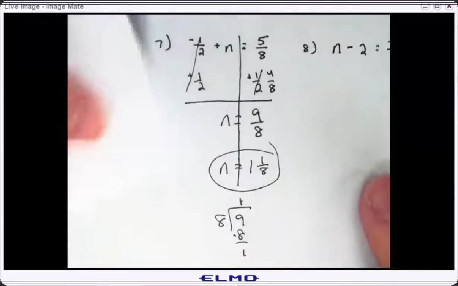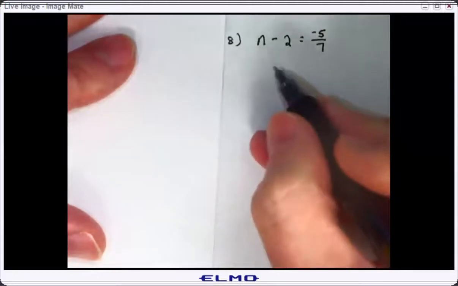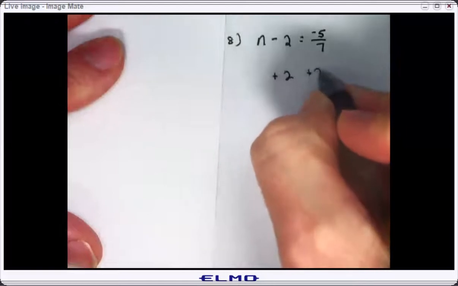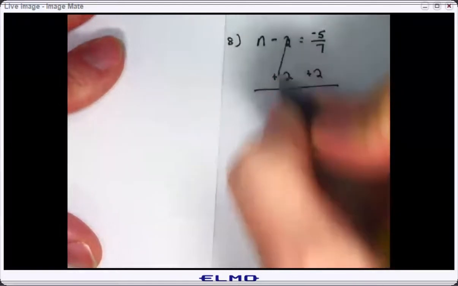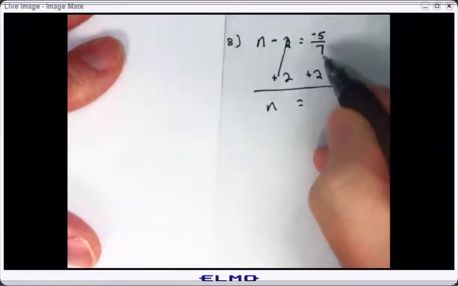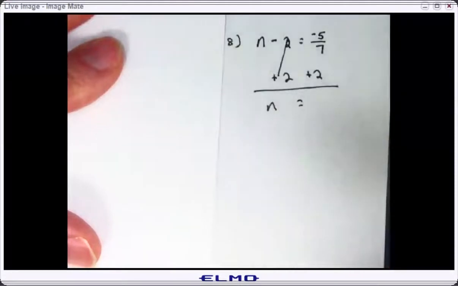All right, number 8, again, we're not multiplying here, we're subtracting 2. I'm trying to get rid of -2, so I'm going to plus 2 to both sides. And that gives me n equals. Now, if this were a positive 5/7, I could do it easily in my head. 2 plus 5/7 is 2 5/7. But it's a negative 5/7, so it's a little harder.